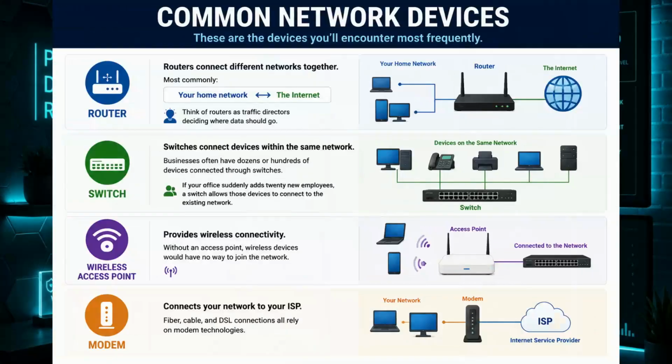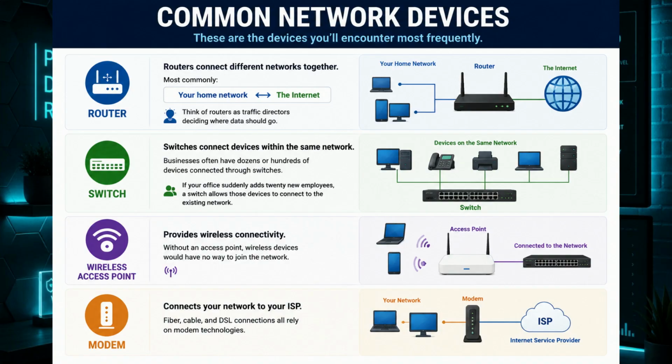Now let's talk about common network devices. These will be different forms of equipment that you'll encounter most frequently. A router connects different networks together, most commonly your home network connecting to the internet. So you can think of routers as traffic directors deciding where data should go.